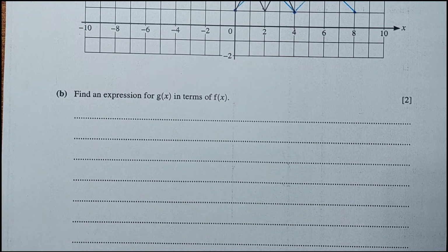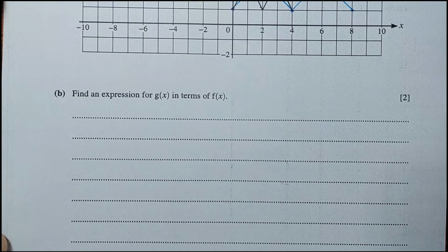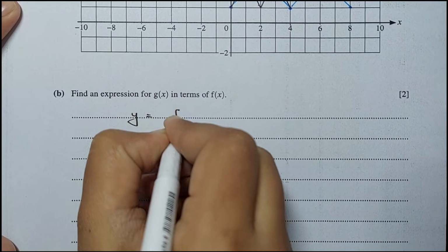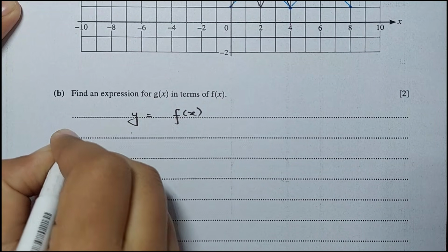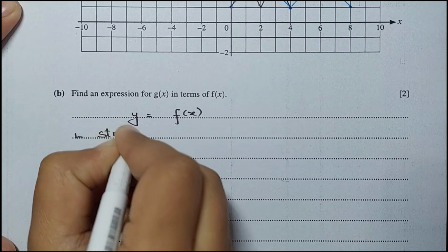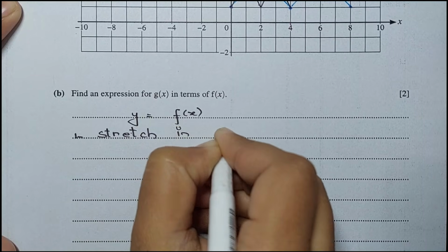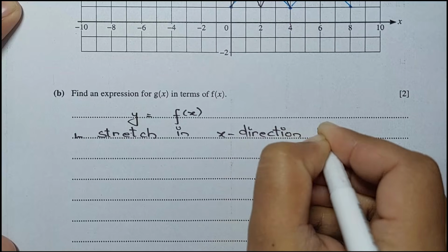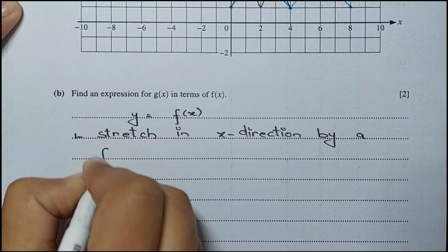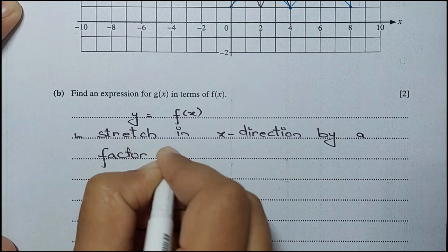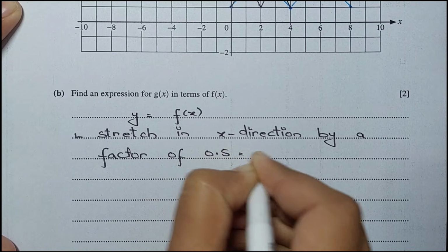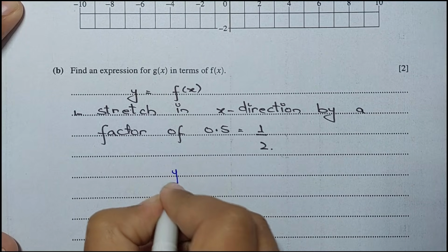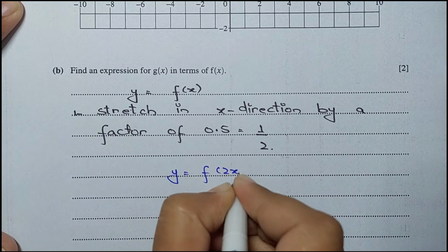Alright, now for part B, find an expression for g of x in terms of f of x. Okay, so we have y equals f of x. First transformation is a stretch in x direction by a factor of 0.5, that is 1 by 2. So means the x values are multiplying by 2. So y would be equal to f of 2x, right?